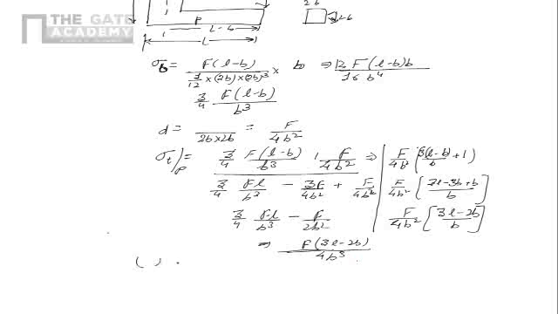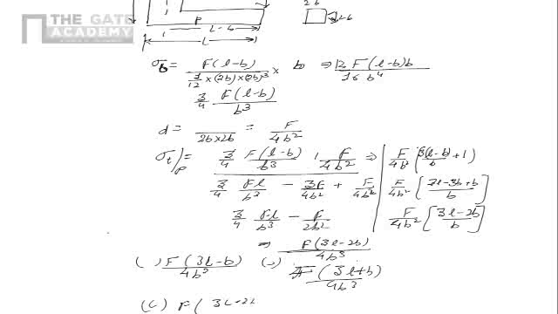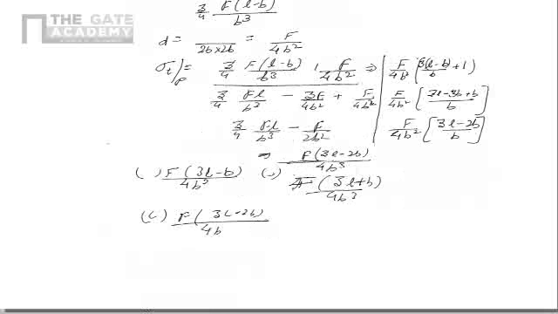We have option A, which is F(3L minus b) upon 4b cube. Option B, F(3L plus b) upon 4b cube. Option C, F(3L plus 4b) upon 4b cube. And option D is F(3L minus 2b) upon 4b cube. This is the right answer.